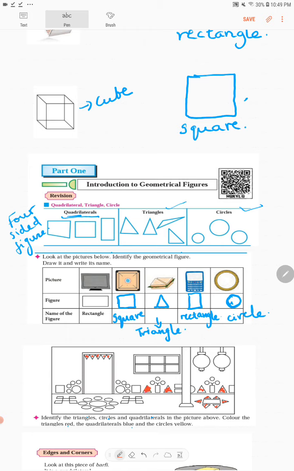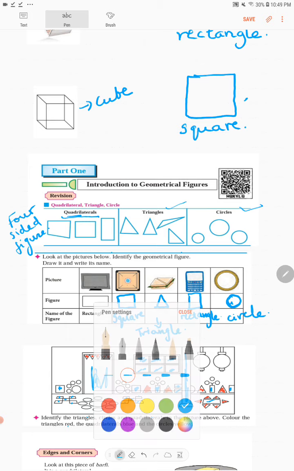Okay, all the quadrilaterals will be blue in color. So all 1, 2, 3, 4. All these are quadrilaterals. All four-sided figures are quadrilaterals. All these quadrilaterals will be blue in color, and you have to color the circles with yellow.